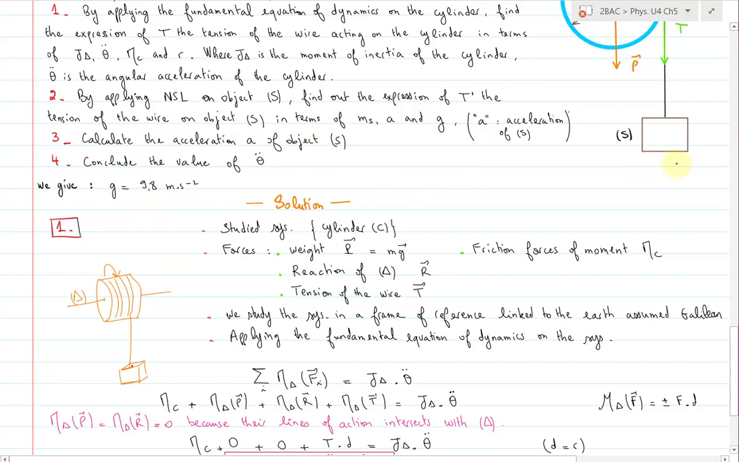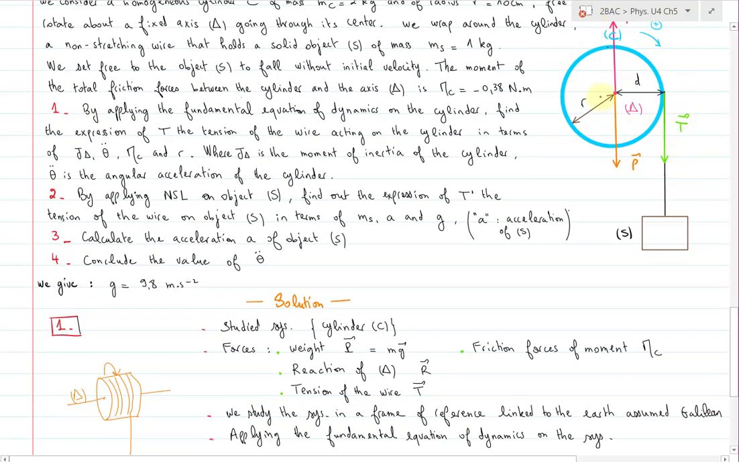So here we are going to study the motion of this object S. As we know, to apply Newton's second law we follow the 5 steps. First step: define the studied system. Second step is forces. Third step is choosing the appropriate frame of reference. Fourth step is applying NSL. And the fifth step is projection. Okay.